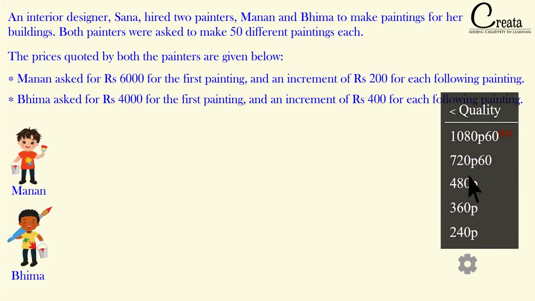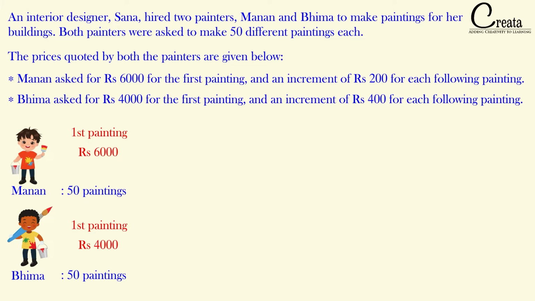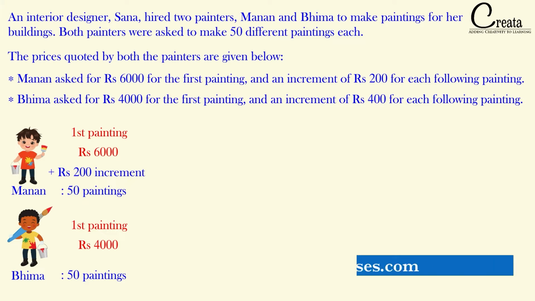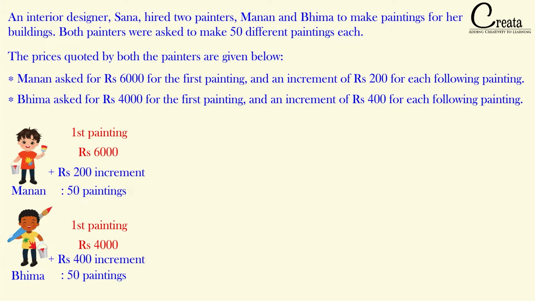Manan and Bhima will make the paintings for Sana, and they will make 50 different paintings. It means Manan will make 50 paintings and Bhima will make 50 paintings separately. Further, it is given Manan asked for rupees 6,000 for the first painting, while Bhima asked for rupees 4,000 for the first painting. And Manan had asked for an increment of rupees 200 for each following painting, while Bhima has asked for the increment of rupees 400 for each of the following painting.